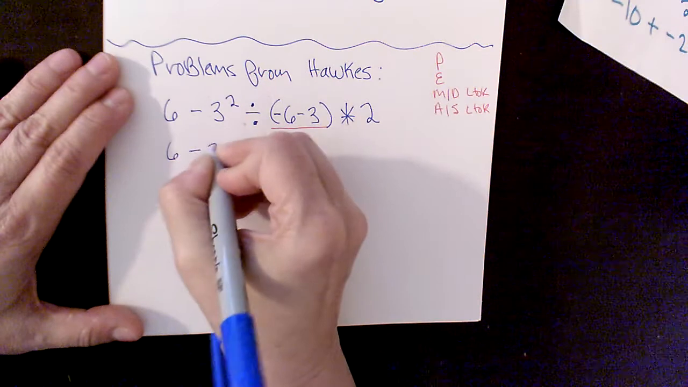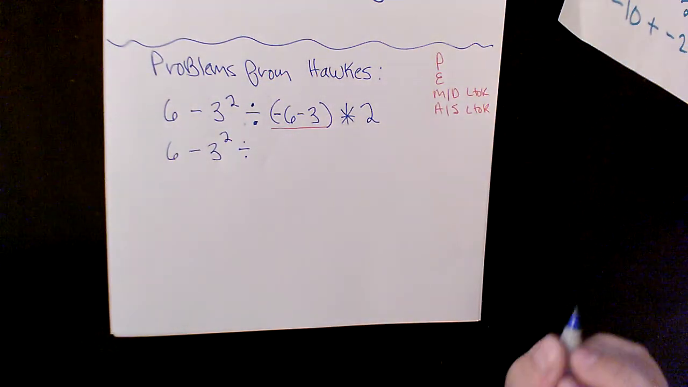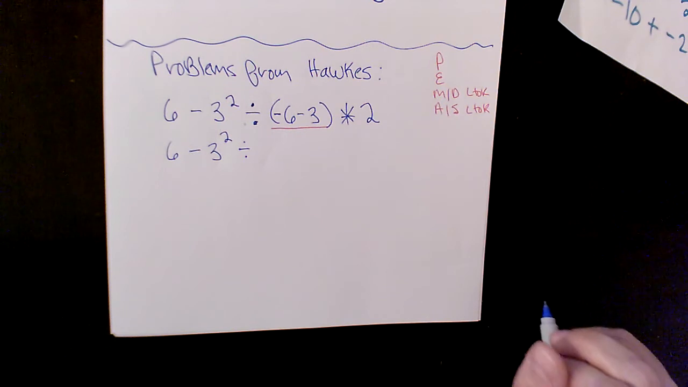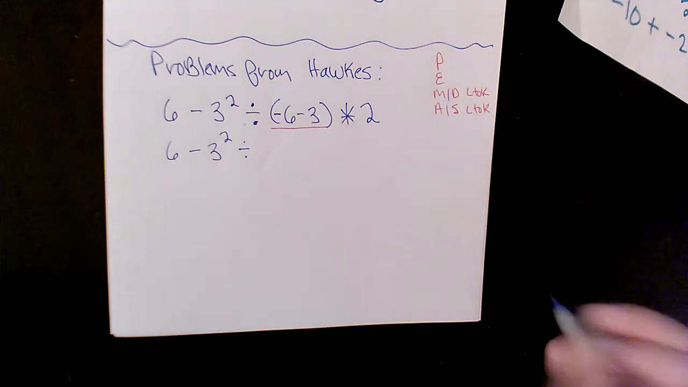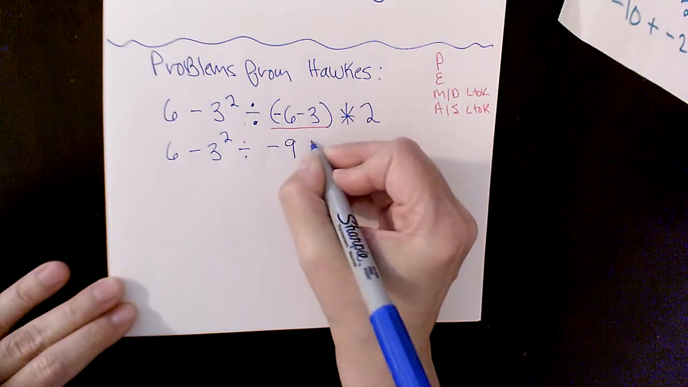And of course I'm going to bring everything down. What's a negative 6 minus 3, or what's a negative 6 and a negative 3? If I put those all together, I've got negative 9.